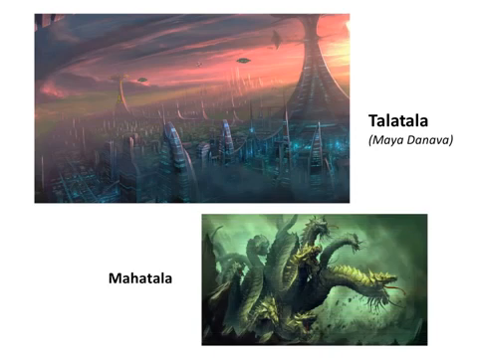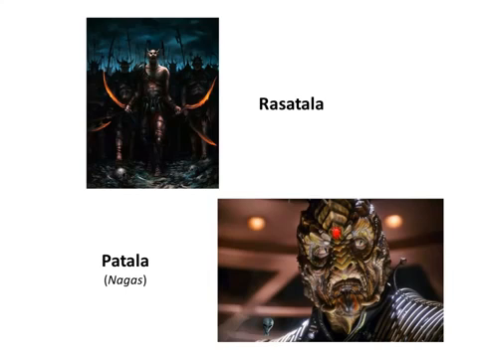Mahatala, this is a place occupied mainly by demoniac serpents with many heads. I wouldn't fancy going there. Rasatala, this is the place of the enemies of the demigods, where people live in holes like rats. And at the bottom here is Patala, the place of the Nagas, the serpent race. Again, they have a very demoniac and cruel mentality, and often many of them have jewels on their heads to enable them to see in the dark. Again, I wouldn't fancy going there.